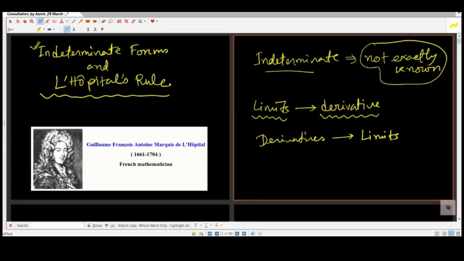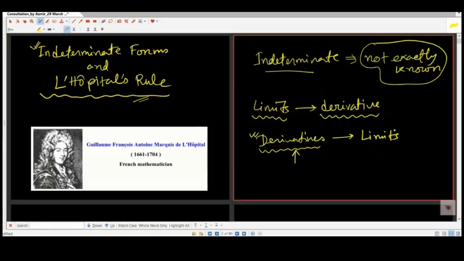So that means in L'Hopital's rule, we have to apply the concept of derivatives. That means whatever formulas and rules we have learned for derivatives, all will be applicable if we want to apply L'Hopital's rule. So before L'Hopital's rule, we have to have a good control over derivatives.